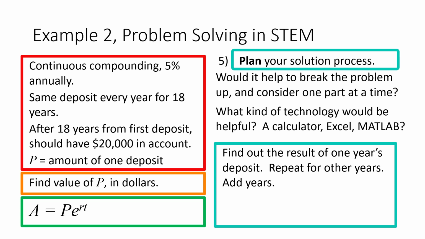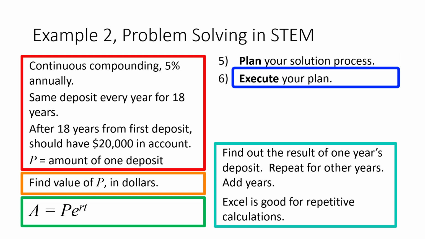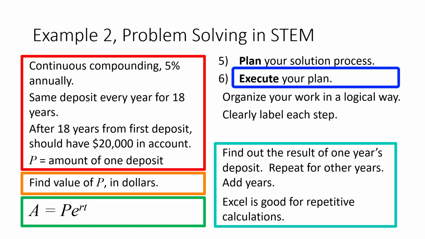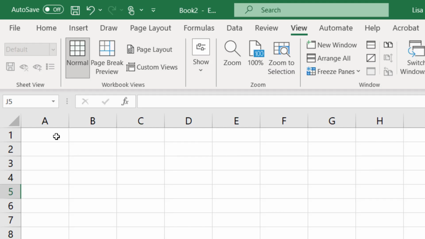We should also consider what technology we want to use. Excel can be very helpful for repetitive calculations. Now we are ready to carry out the plan and solve the problem. As we do that, we need to make sure our work is well organized and labeled, so that someone later could read and make sense of it, and also so that we don't lose track of what we are doing while we are doing it. Open an Excel workbook and follow along with what I do. I will explain every step.